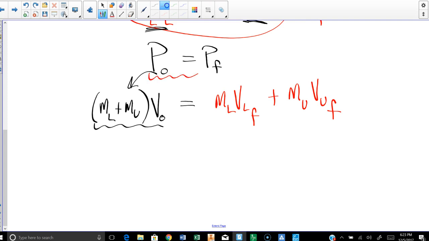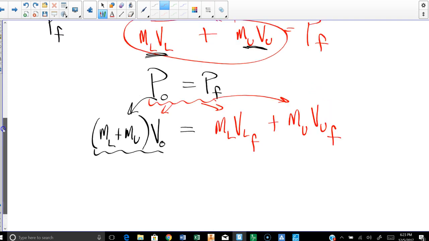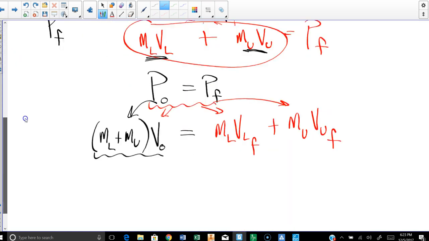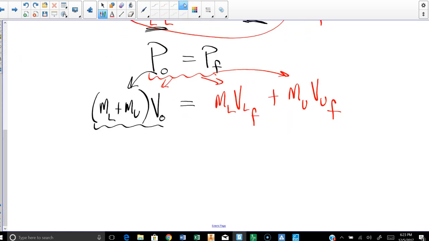So we take this really simple concept and we split it up based on the situation that we have in front of us. And then we start looking at what are we being asked for and what do we have. I wouldn't plug in numbers yet. So if I look at this, I have both masses. I have the velocity before and I have the velocity of the upper stage. I have the mass of the lower stage. I don't know the velocity of the lower stage after they explode apart, but I do know both of these. So there's only one thing I don't know, and that's right here. So that's what I'm solving for.